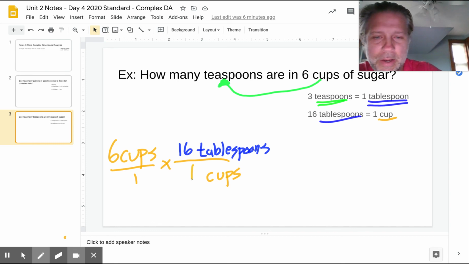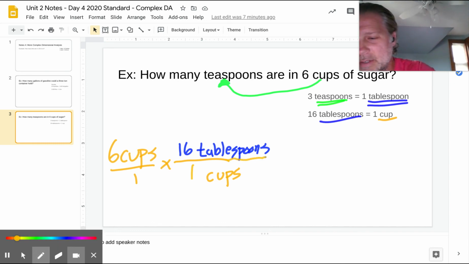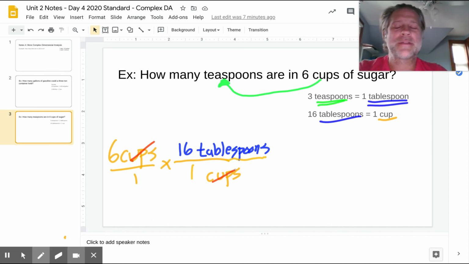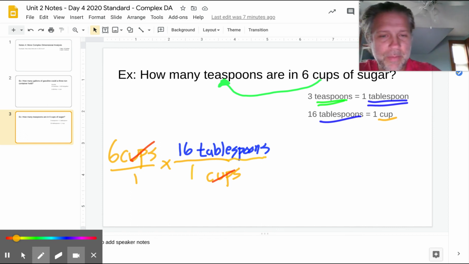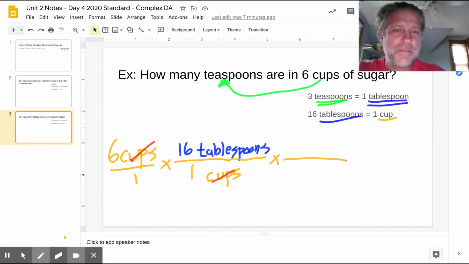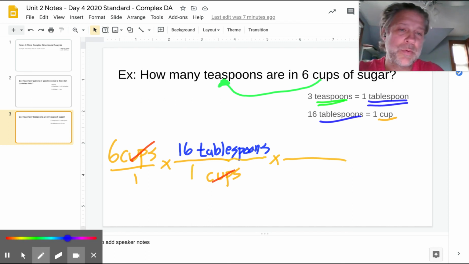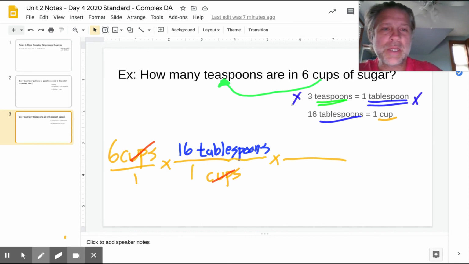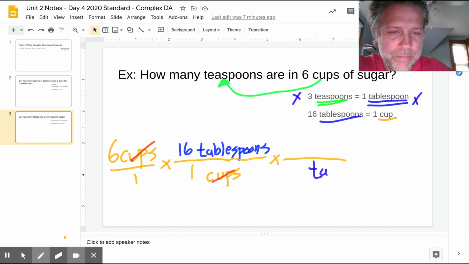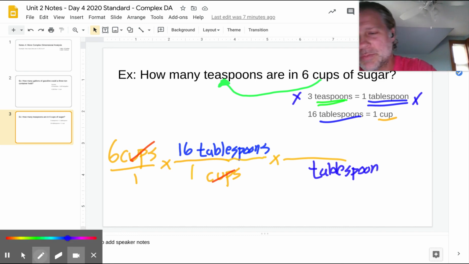And it'd be great if we could stop there, but that's definitely not going to finish this problem because that will cancel out cups, but we'll be left with tablespoons. And that's not going to get us the number of teaspoons in 6 cups of sugar. So that means we have to continue on with one further step. So I'm going to start another fraction. And I see in my relationships up above that I have 1 tablespoon equal to 3 teaspoons. So I'm going to put 1 tablespoon on the bottom, and I'm going to put teaspoons on the top.